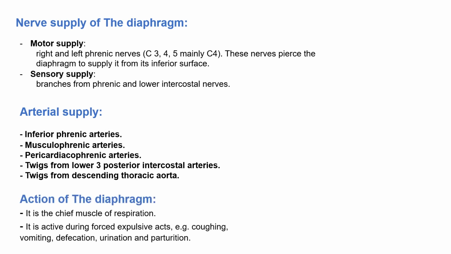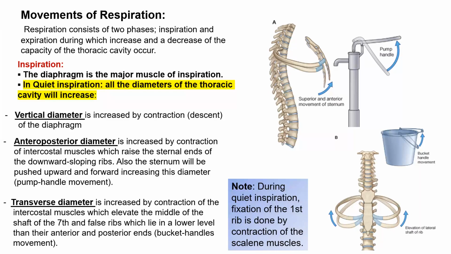Action of the diaphragm. It is the chief muscle of respiration. It is active during forced expulsive acts such as coughing, vomiting, defecation, and urination. Anatomy of respiration. Respiration consists of 2 phases. We have the inspiratory phase and the expiratory phase.